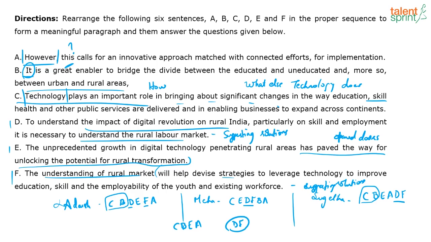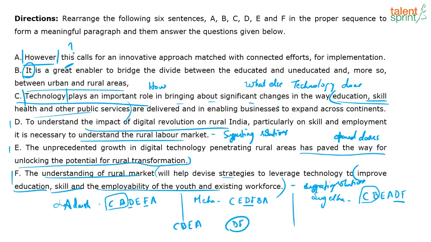And let me point out something to you. If you look at C, the topic sentence, there is a whole repeat phrase here, which is education, skill, health and other public services, which is the same thing that is repeated in F, bringing in closure to the context. So, understanding the rural market will help devise strategies to leverage technology, again to do what? To improve education, skill and the employability of the youth and existing workforce. You see that closure there? Topic sentence has this repeat phrase. F also has this repeat phrase.